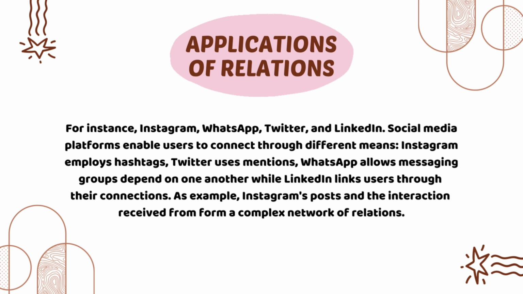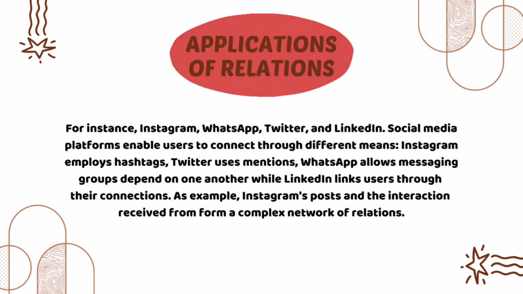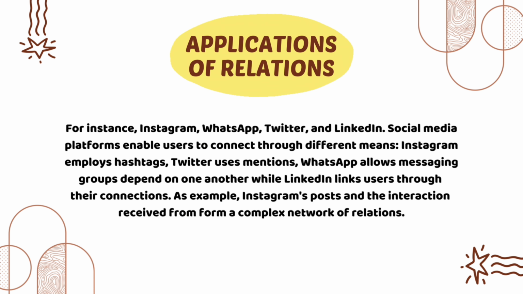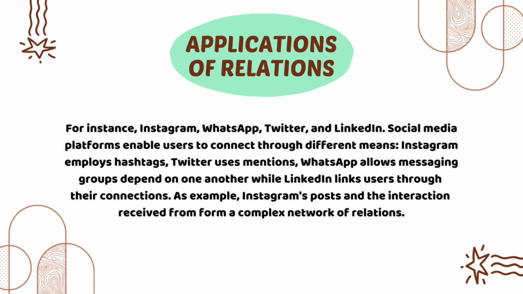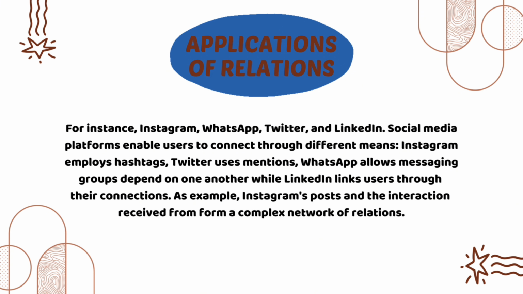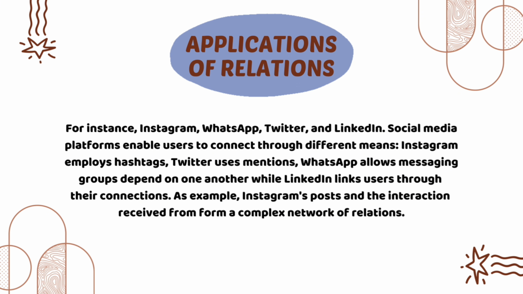As an example, Instagram's posts and the interactions received form a complex network of relations. This network can be analyzed using graph theory, a fundamental aspect of discrete mathematics, to study properties such as connectivity, centrality, and community detection within social media platforms. Discrete mathematics provides the tools to model, analyze, and understand these relationships, showcasing the intricate web of connections that define our interaction on social media.